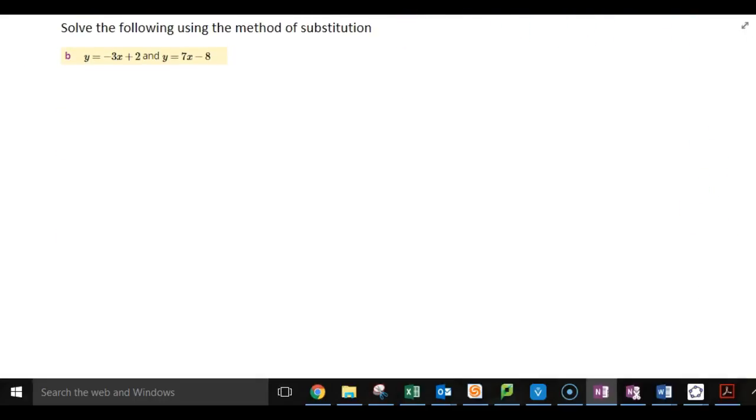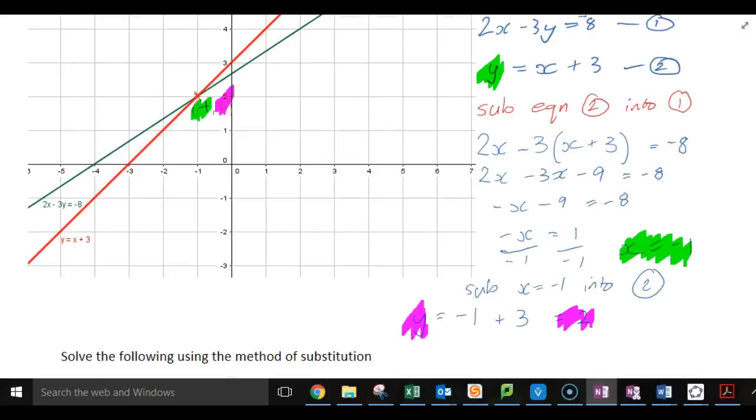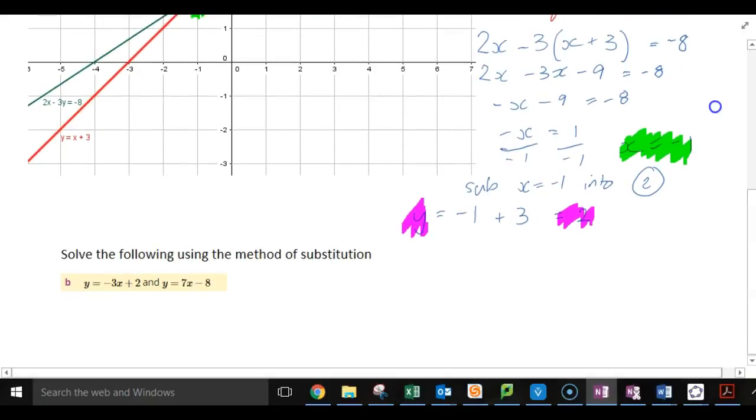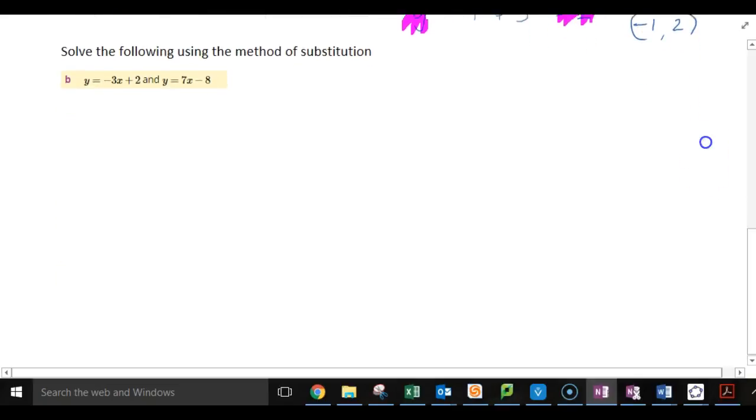This time we don't have a graph. Actually, just going back to this one, sorry. The solution, usually you should put in coordinate form. So the solution to this would be negative 1, 2. My apologies. Let's move on to the next one.